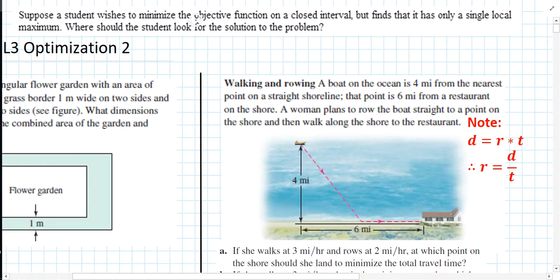If a student wishes to minimize an objective function on a closed interval, but finds that it only has a single local maximum, a picture of the graph might look something like this, a graph on a closed interval that forms this shape. Clearly our first derivative is 0 here, and our second derivative is negative, concave down, but that would lead us to believe that we found a maximum value. Our objective might be to find the minimum value. So where do you look along this red line to find the minimum or the solution to the problem?